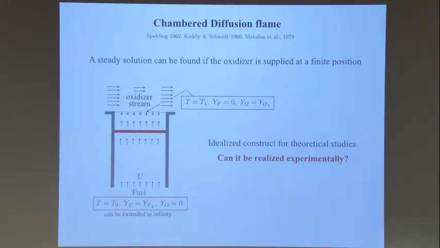And so basically what you need in order to establish this in the lab is a very fast stream that essentially washes the product away and maintains more or less a uniform oxidizer at the boundary. I actually worked on this problem in my PhD thesis, despite the fact that some argued at the time that this is a non-problem because you cannot really establish it in the lab. So that's why I put here, can it be realized experimentally? In fact, I'm going to show you that it can.